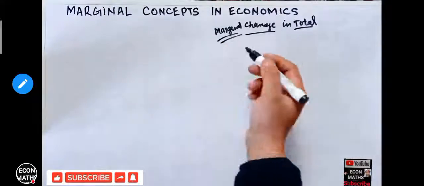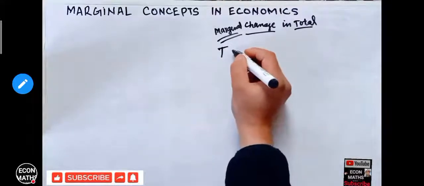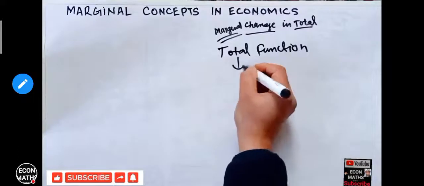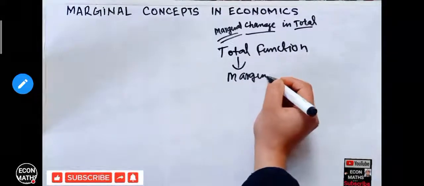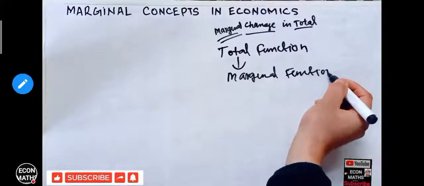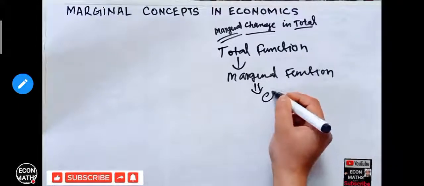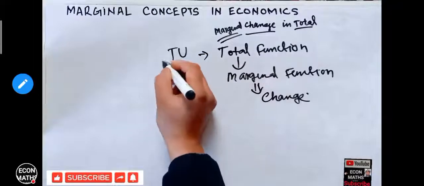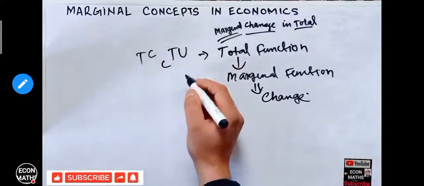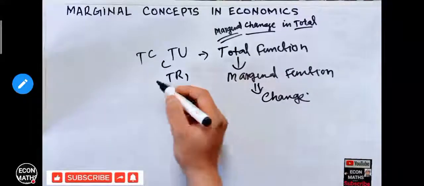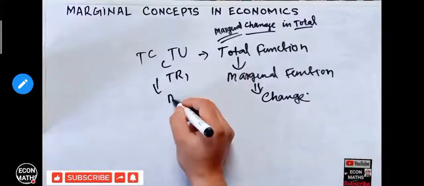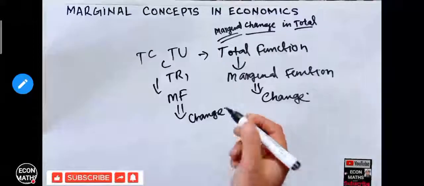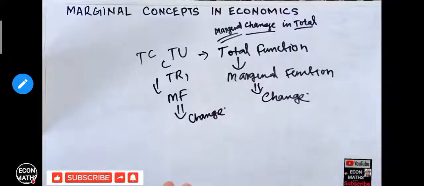That is, if we are given a total function, finding its marginal function basically means we are finding the change. This total function can be anything, like a total utility function, a total cost function, or a total revenue function. So finding the marginal function implies we are finding the change. That is the essence of the marginal, which is used in economics.